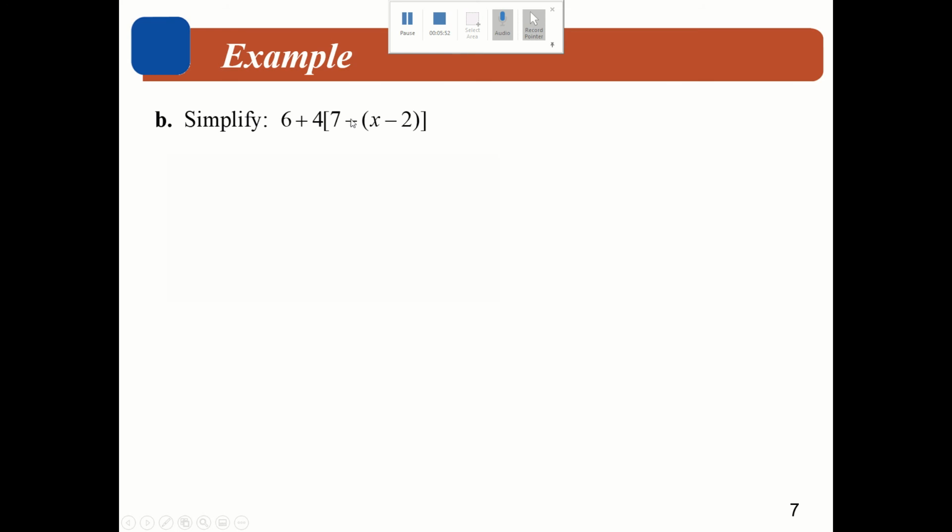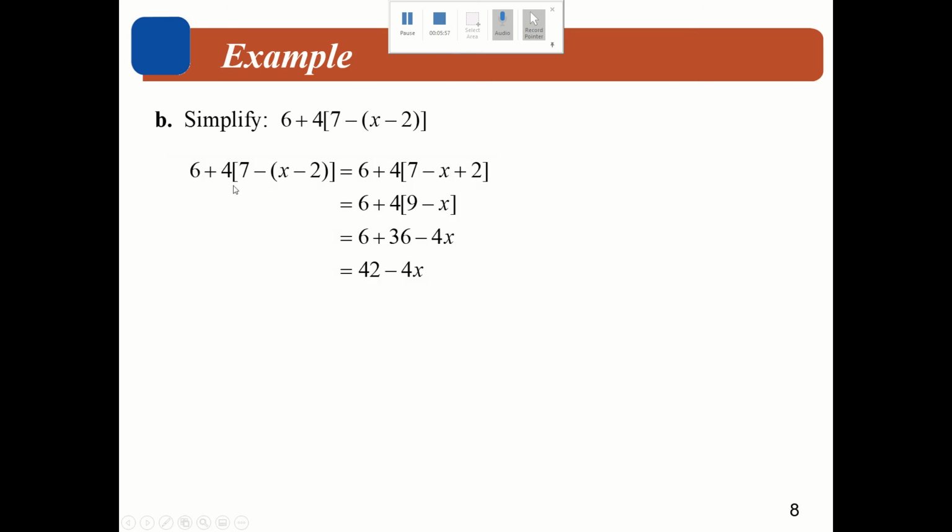So we see this negative symbol on the outside, and we can distribute it in. And when we distribute this negative symbol in, we get negative x plus 2, because this negative symbol switches the signs of our x and our negative 2. Now we have 7 minus x plus 2. That's closer, right? We still can't do 7 minus x, but we can do 7 plus 2. 7 plus 2 will give us 9. Then we have 9 minus x.